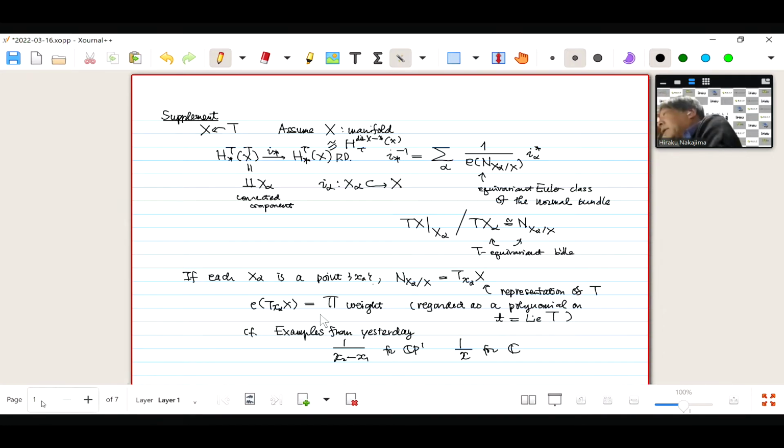And also, if you know the Weyl character formula of the finite dimensional representation of a complex simple group, maybe you notice that this kind of expression appears in the denominator. And there's some close relation between this Weyl character formula and this inverse of the localization.